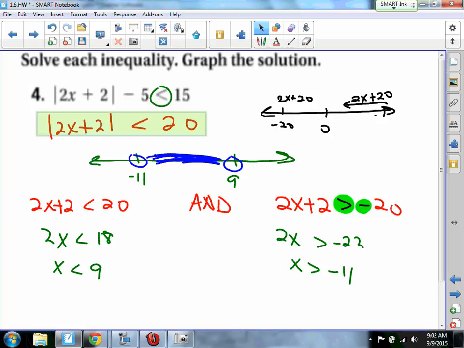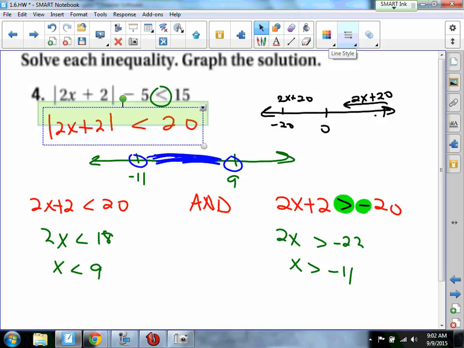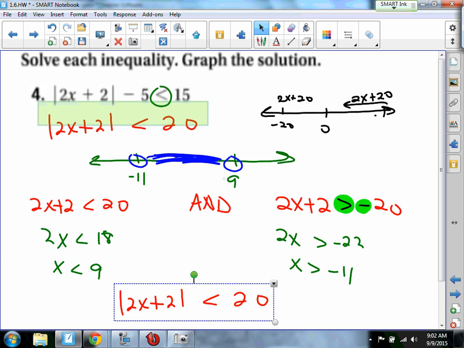Maybe we should look at this on the graph. If we graphed the related function to this, got to do a little bit of magic on this one. Well, it's not really magic.